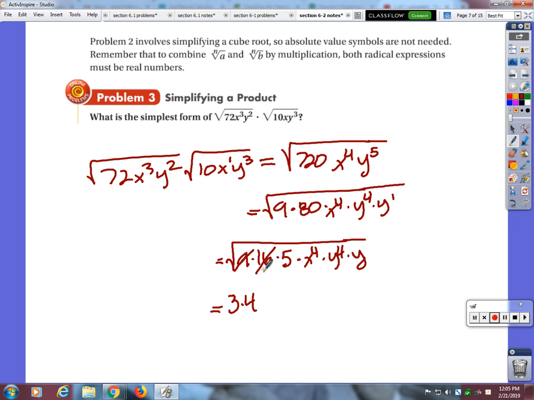What is the square root of x to the 4th? X squared. What is the square root of y to the 4th? Y squared. And then what's left underneath the square root is a 5 and a y, okay? What am I going to do with the 3 and the 4? Multiply them together. So my final answer, which some people would argue is not any simpler than what I started with, is 12x squared y squared times the square root of 5y.